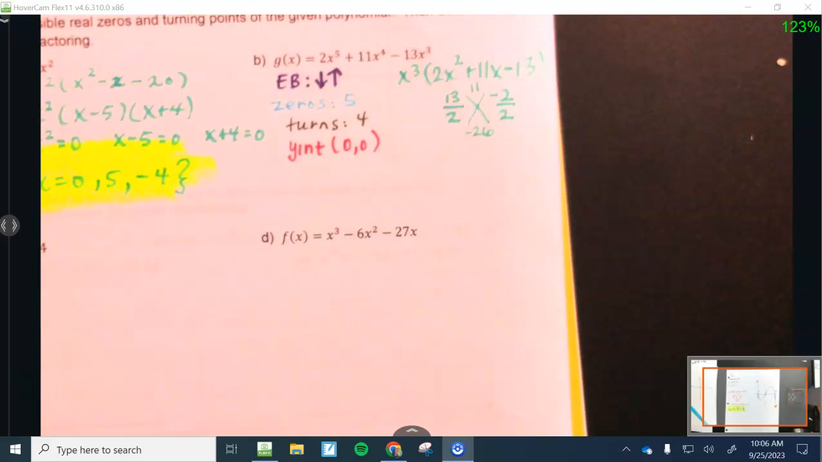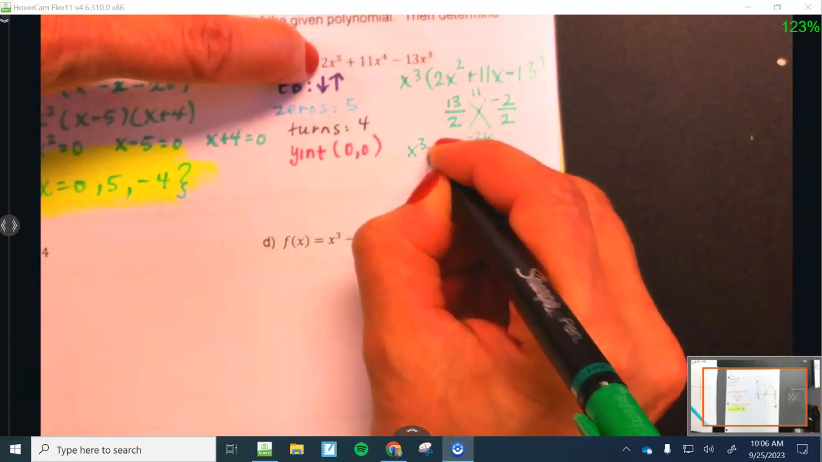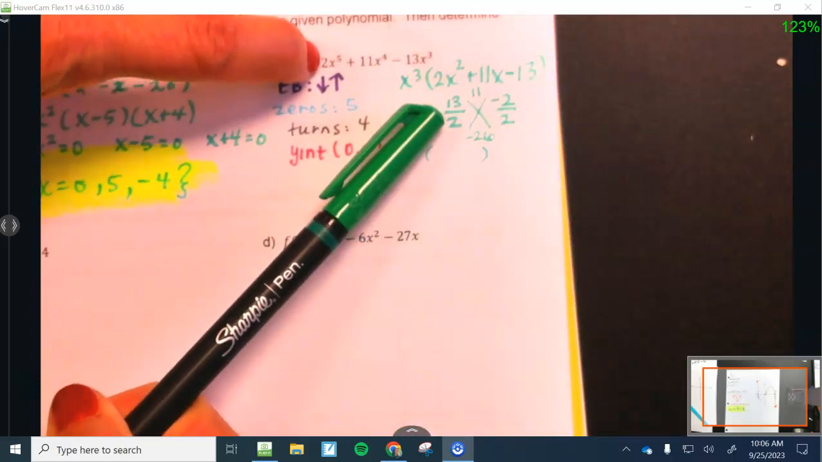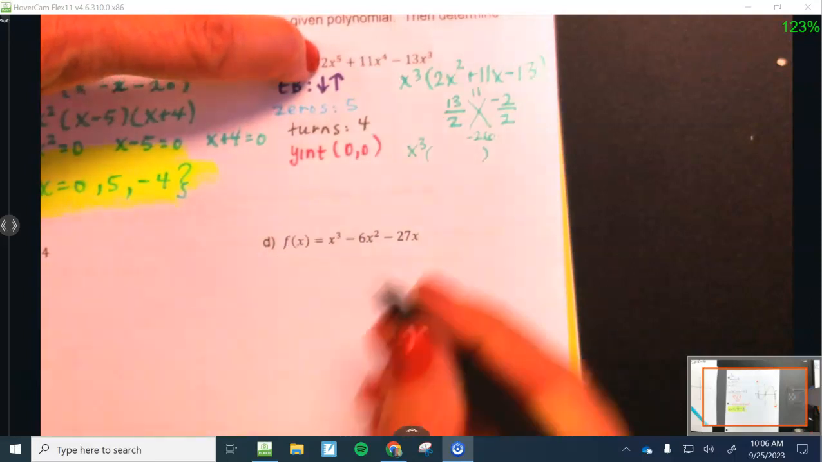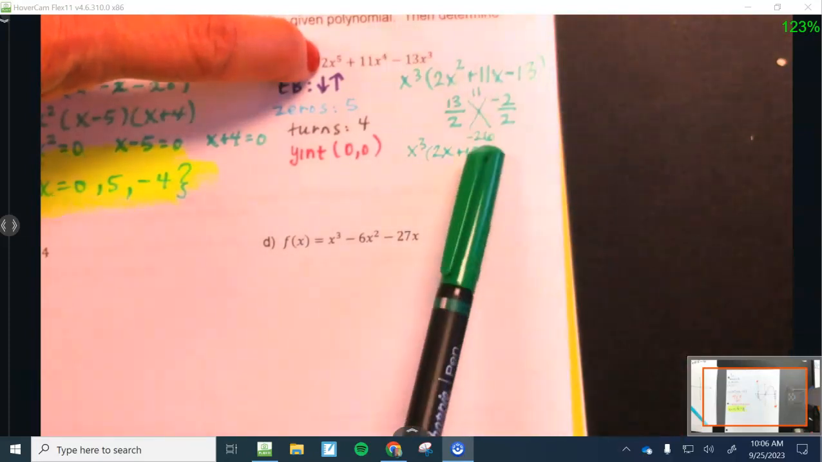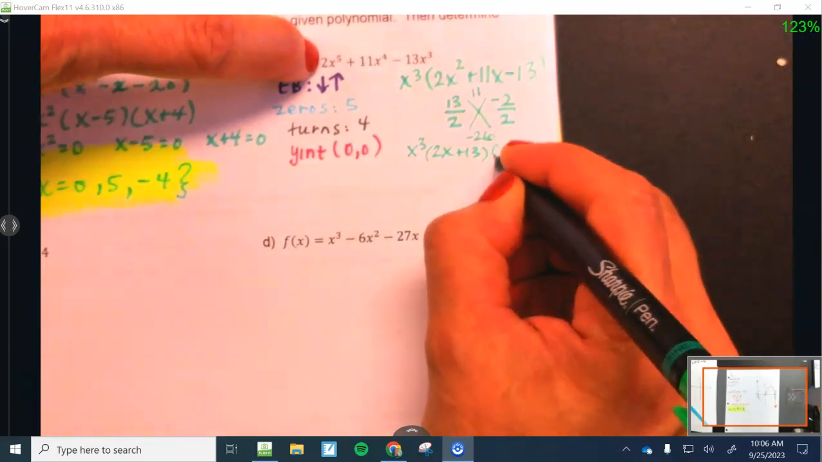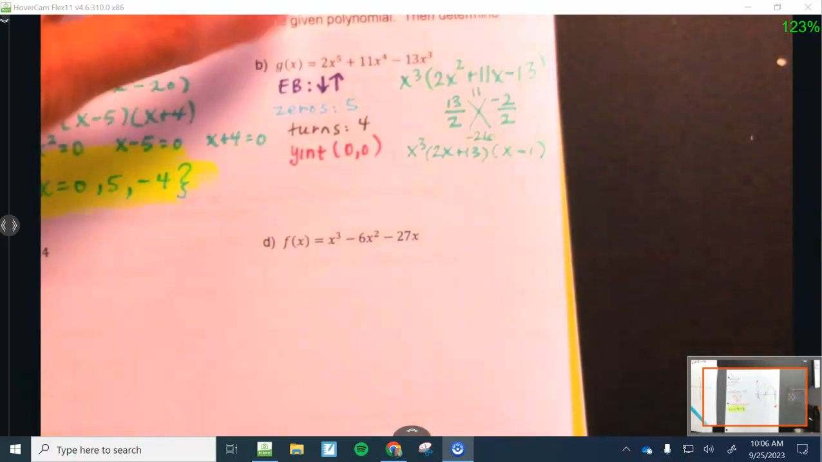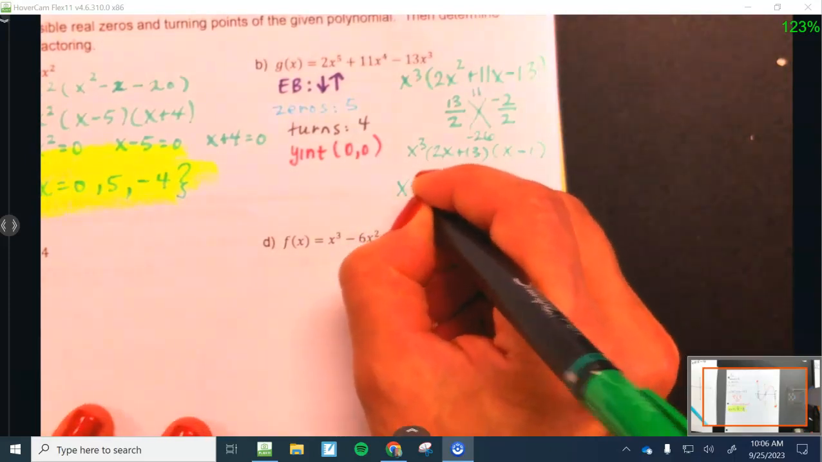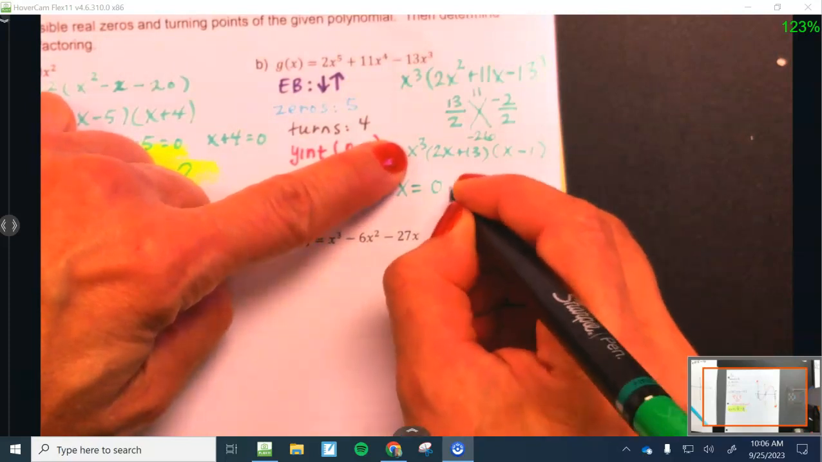Okay, so when we completely factor this, don't forget we factored out that x to the third in the beginning. This factor right here, 13 over 2, put the 2 in the front. So this is going to be 2x plus 13. This turns into minus 1. It's going to be x minus 1. So what is going to be the answers for this? It's going to be 0 because we factored out x to the third.